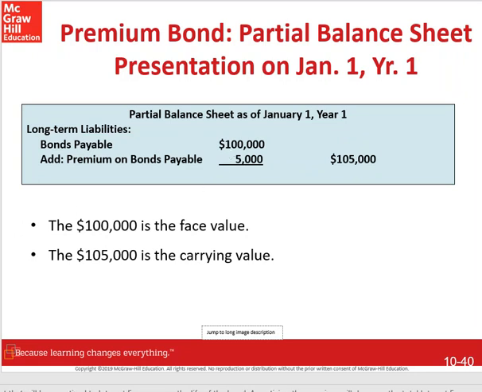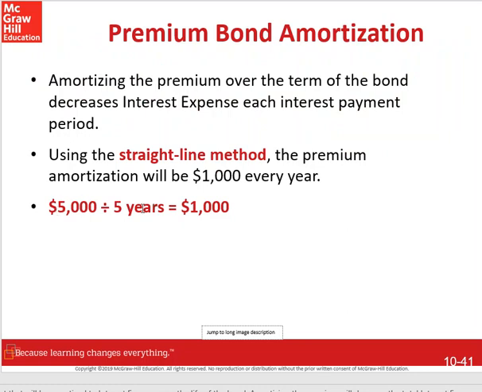So we're going to take that 5,000 again and divide it up by 5 years, and we're going to be amortizing $1,000 off of that premium each year, bringing it down to 0 at the maturity date. And again, we're amortizing the premium, meaning we're systematically allocating it, we're breaking it up, and we're offsetting it against our interest expense each year for 5 years over the life of the bond. And what you'll see is that it's going to end up decreasing our interest expense.